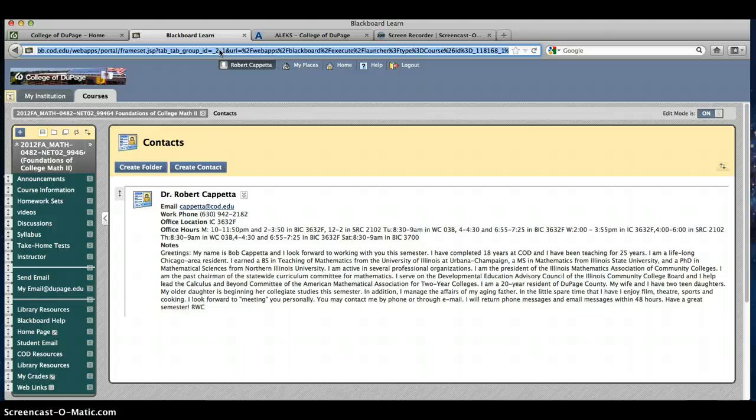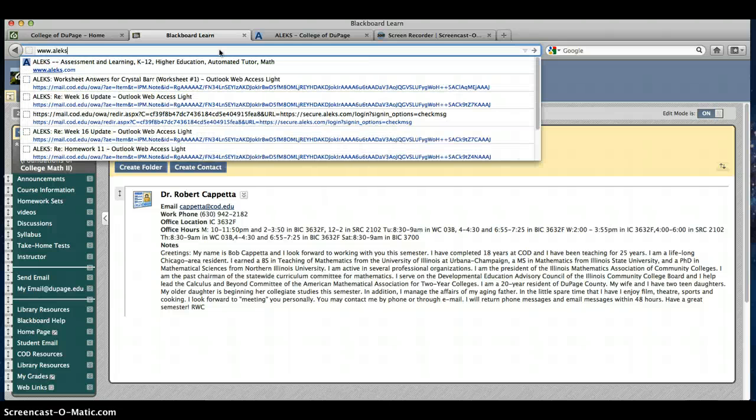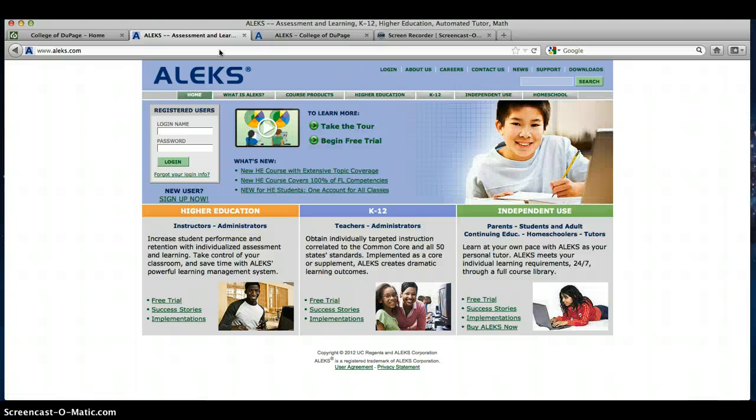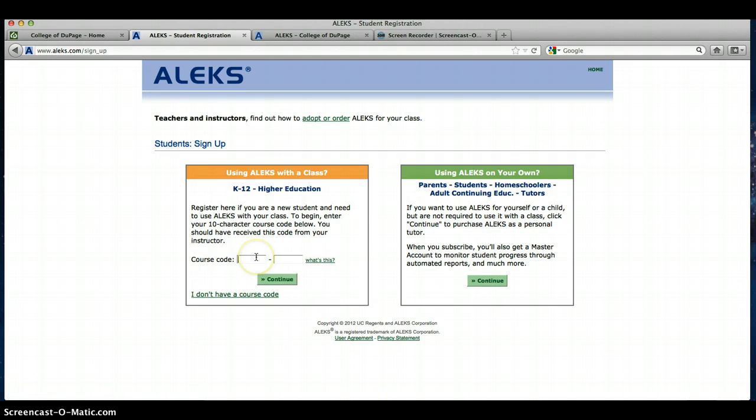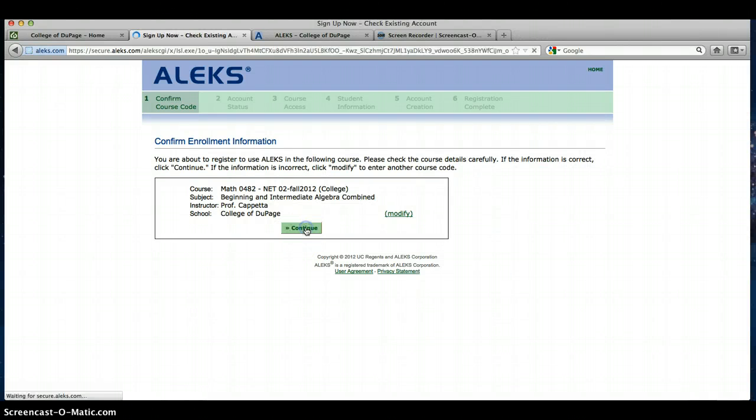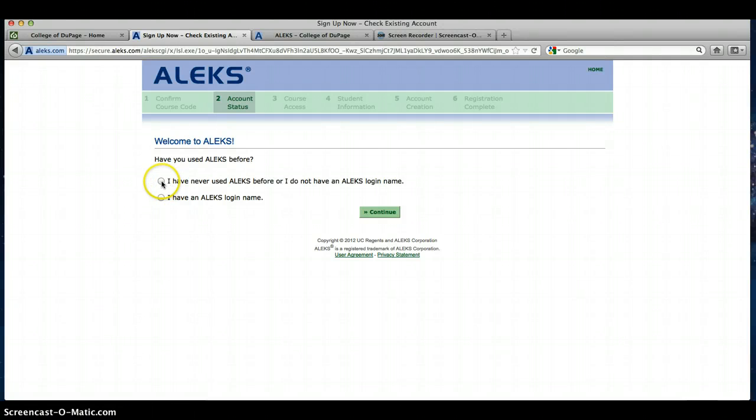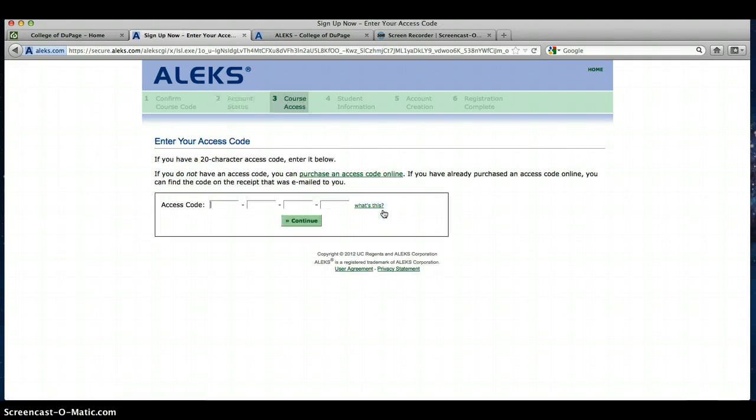So we're going to go to www.aleks.com. And we're going to go to sign up now under new user, because you will be a new user. Of course, I'm an old user, but I'm going to pretend I'm a student signing up for the course. Now, the course code we need for this semester is 3M-CGY-DP-UGR. I'm going to hit continue. And that's the class I need. Hit continue. I'm going to say I've never used ALEKS before, and I do not have an ALEKS login name, which I assume is most of you.